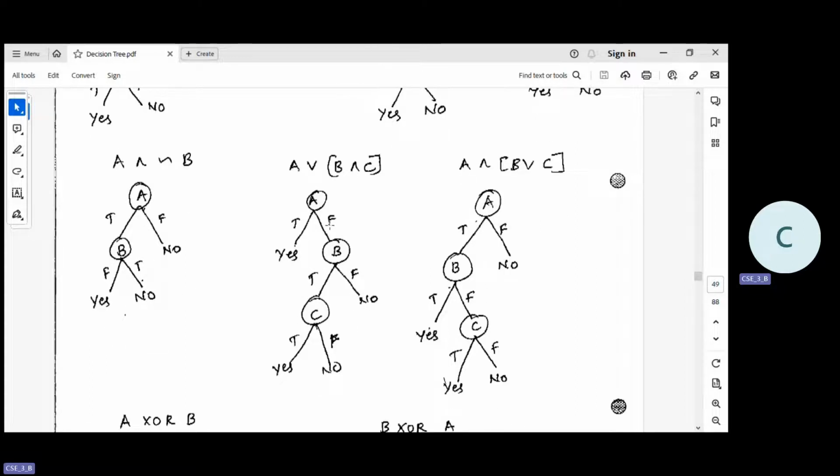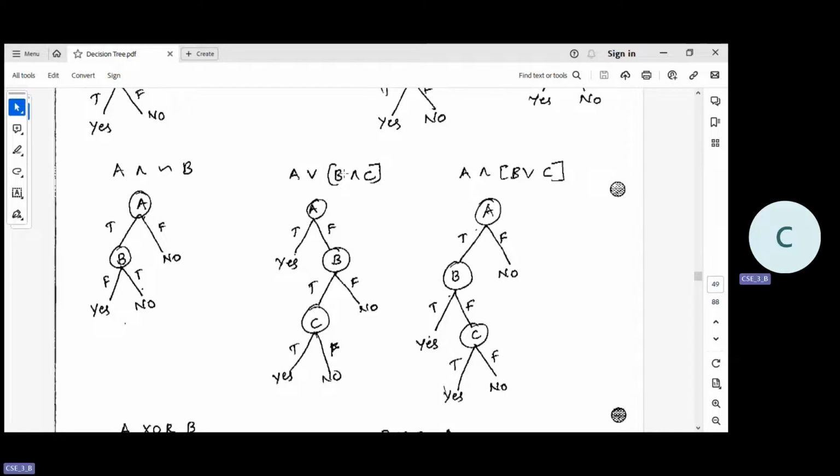Similarly, we go with A or B and C. What is A or B and C? First we take the variable A, which has two outcomes, true and false. When A is true, we are not worried about the other side, so the decision is true. Next, when this particular group is false, then we worry about the next consideration.